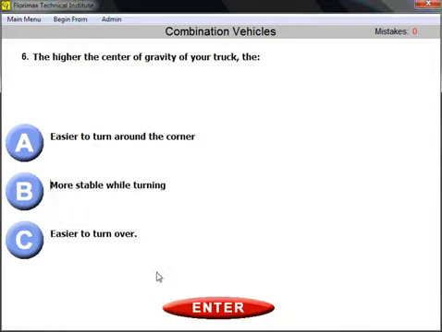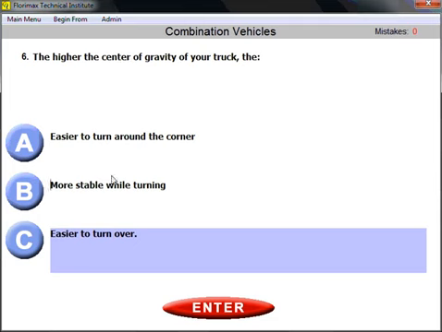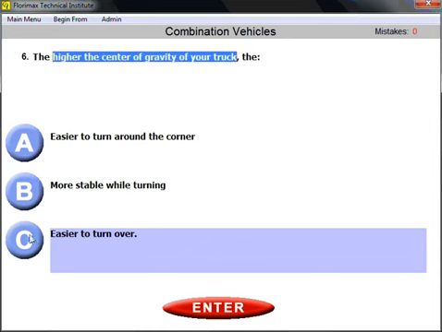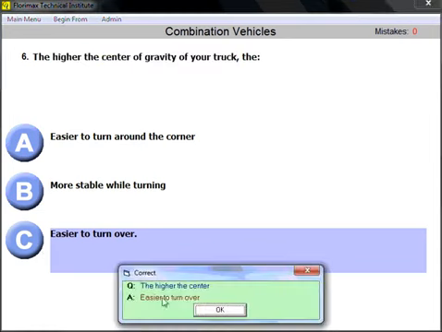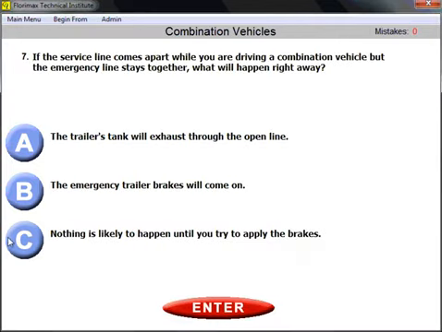Very good. Question number 6. The higher the center of gravity of your truck, the what? Definitely easier to turn over, because when you put your load high above the ground, then you increase your chance to turn over. So the higher the center of gravity of your truck is, the easier it is to turn over. Okay, very good.